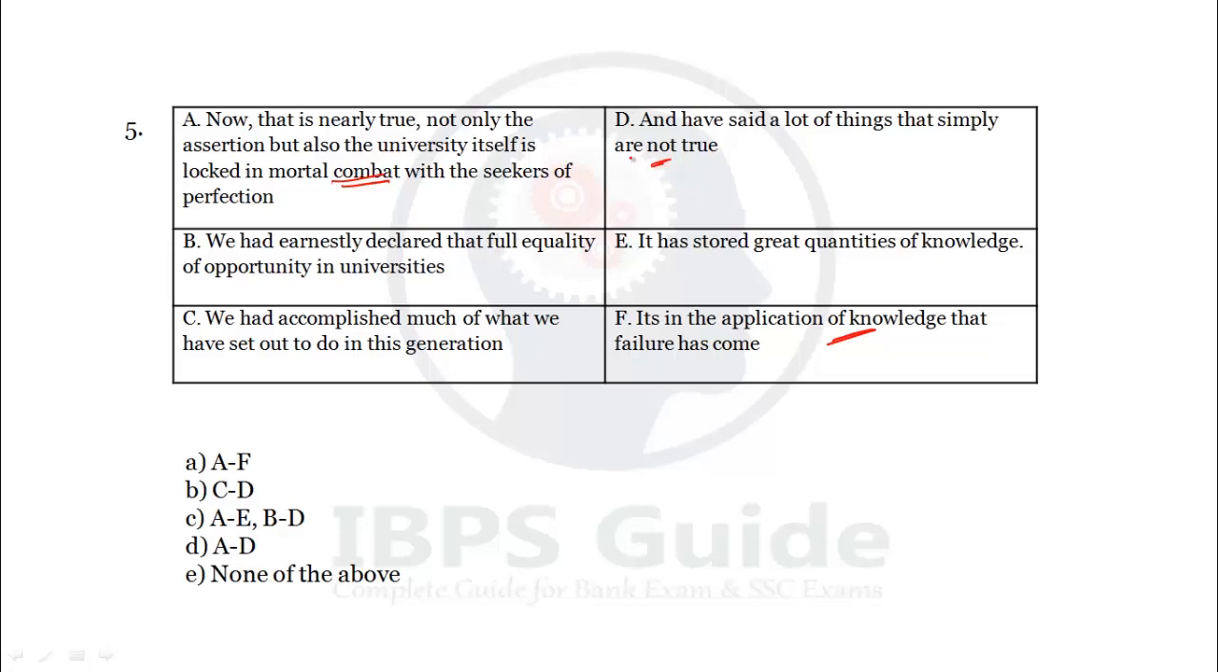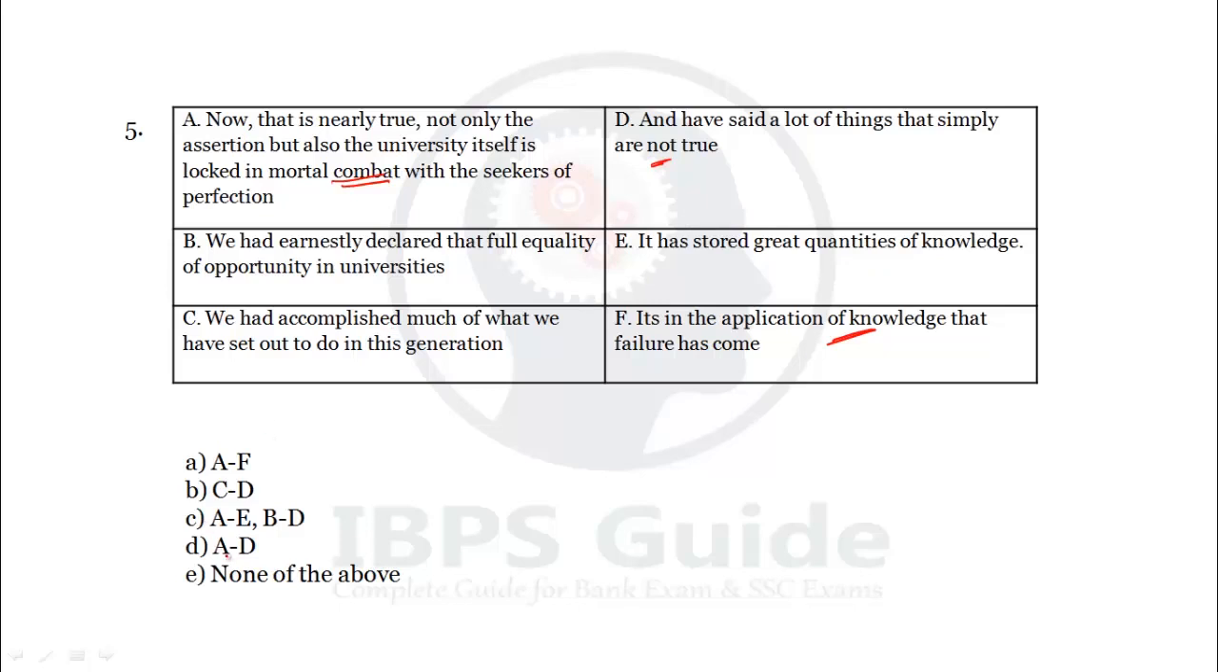Then which can be the correct option? Next option we get AE and BD. AE means now that is nearly true. Not only the assertion but also the university, and E, it has stored great quantities of knowledge. If there is combat, then it will not be related to knowledge.